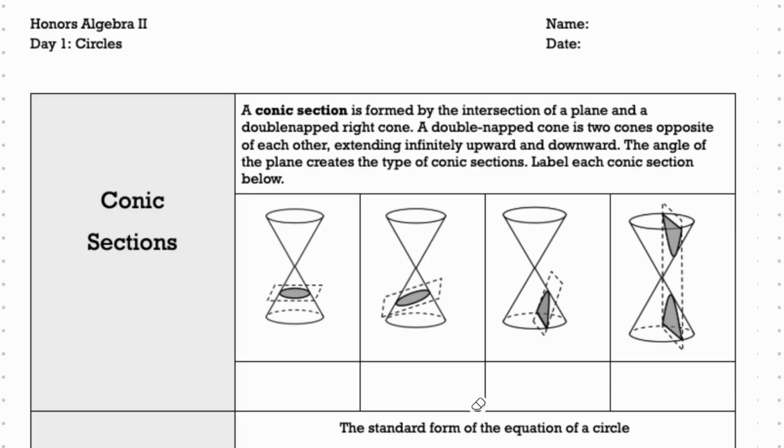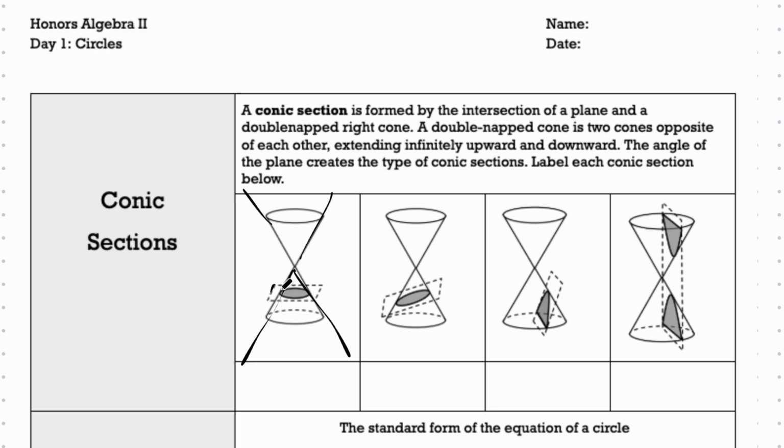Okay, so first of all, what are conic sections? Well, conic sections are formed by the intersection or the cross section of a plane and a double napped right cone. So basically, if we look at this shape right here, we have almost like these two cones that are reflected, and they go on infinitely upwards here. They go on infinitely. And here we have this plane, right? We can see by this dotted line.